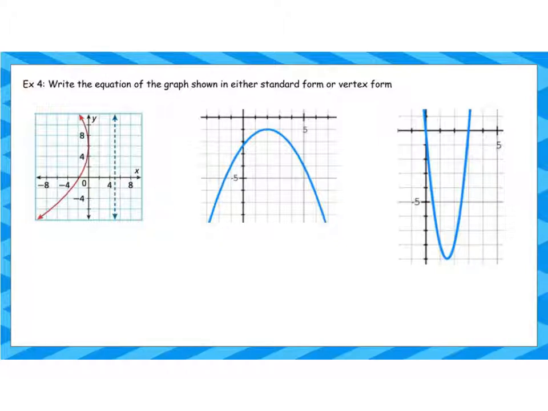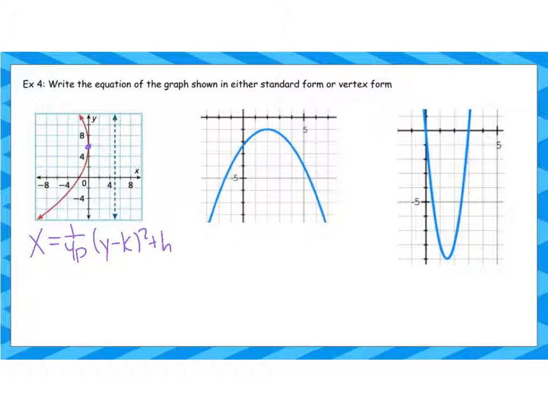So on the first one, for example, we can't really see any clear points besides the vertex, but I can see the directrix, which means I'm going to want to write this using that conic form. Since it opens left, I'm going to use x equals 1 over 4p times y minus k squared plus h.